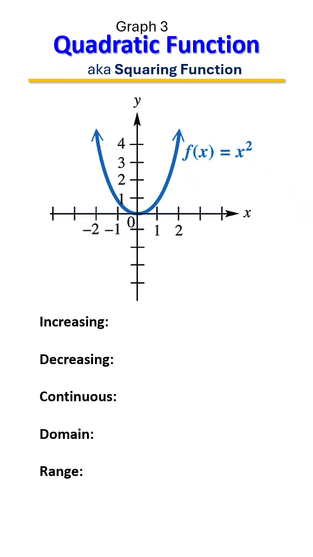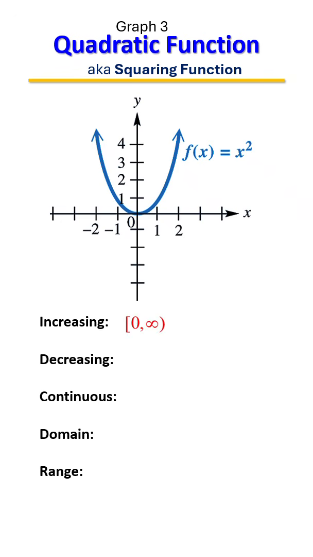Now let's look at the characteristics of a quadratic function or squaring function. So we want to start with the intervals of increase. Where is this function increasing? If this was a roller coaster, we would say that it would start at this point, which is at 0, and then it would continue on to positive infinity, increasing.